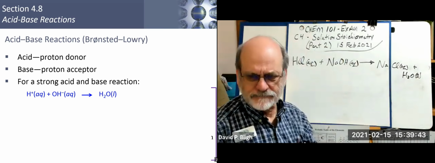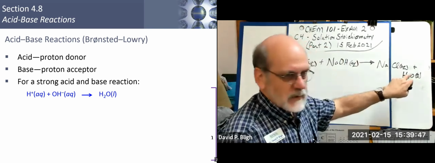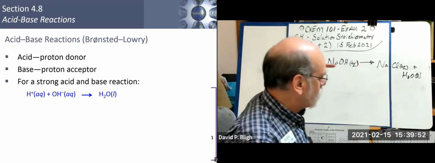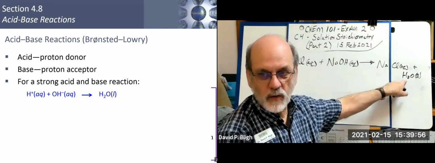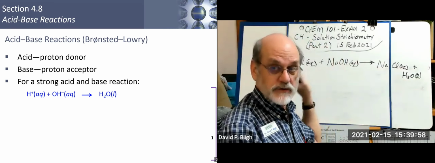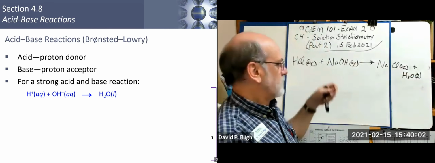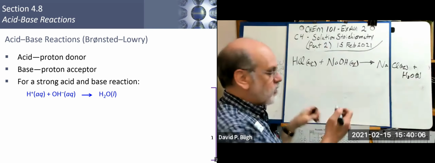As it turns out, this reaction prefers to go that way because water does not dissociate well back to this direction. It wants to go that way mostly. So what do you have for your net ionic equation?